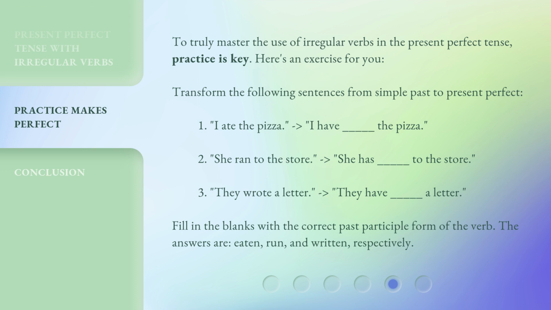3. They wrote a letter. They have ___ a letter. Fill in the blanks with the correct past participle form of the verb. The answers are eaten, run, and written, respectively.